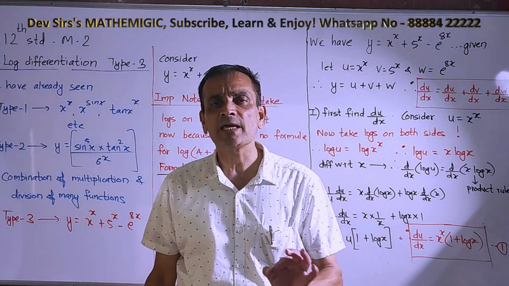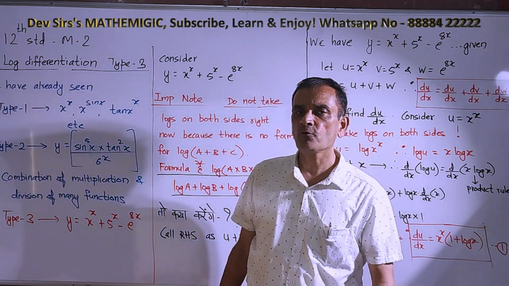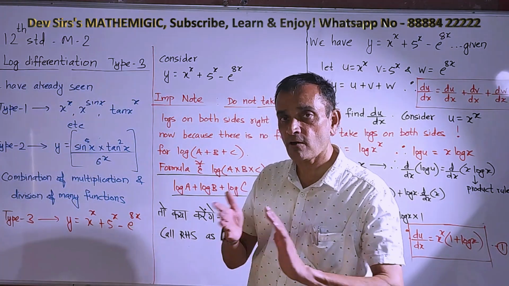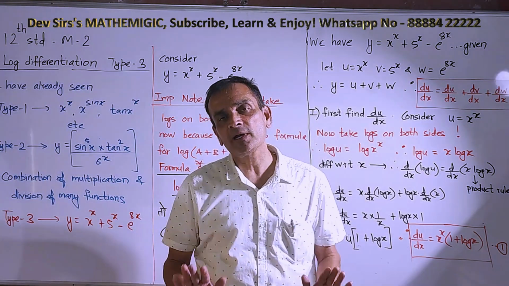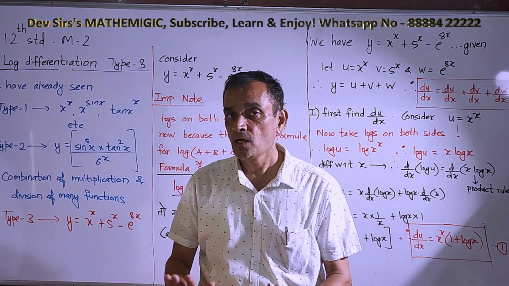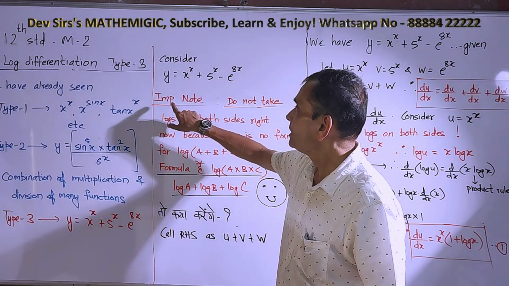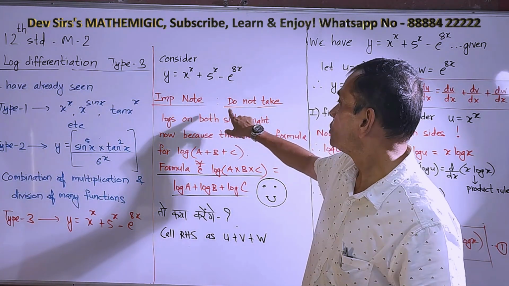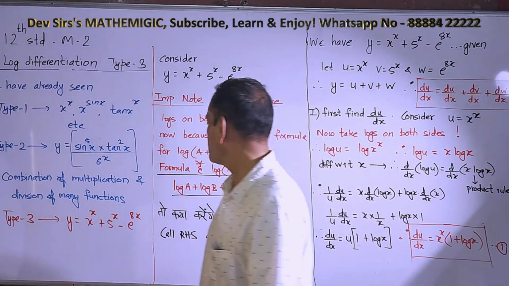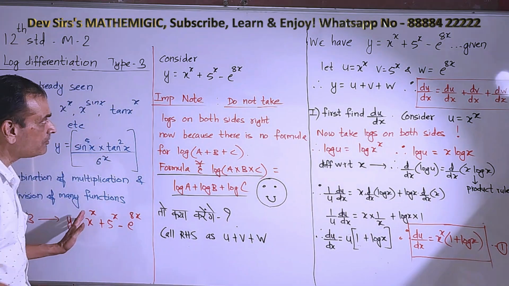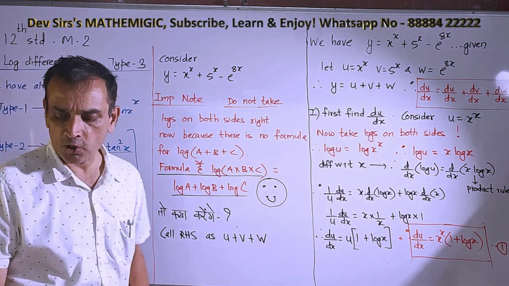Now one common mistake that some of you might make or have made previously. X raised to x है, logarithmic differentiation है, agree. But important note, do not take logs on both sides right now. यानी यहाँ पे मत लिखो log of y is equal to log of RHS. Are you following?